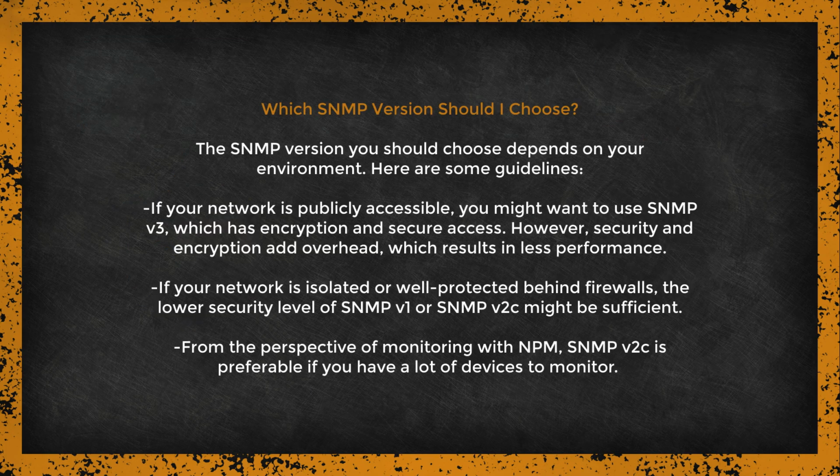If your network is publicly accessible, you might want to use SNMP v3, which has encryption and secure access. If your network is isolated or well protected behind firewalls, the lower security level of SNMP v1 or SNMP v2c might be sufficient. From the perspective of monitoring with SolarWinds Orion, SNMP v2c is preferable if you have a lot of devices to monitor. This lets you monitor more devices with a shorter scanning interval, and it supports 64-bit counters.